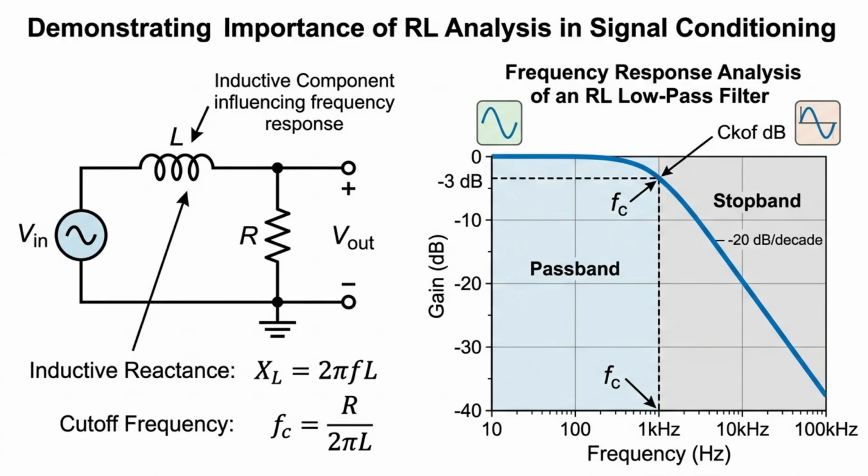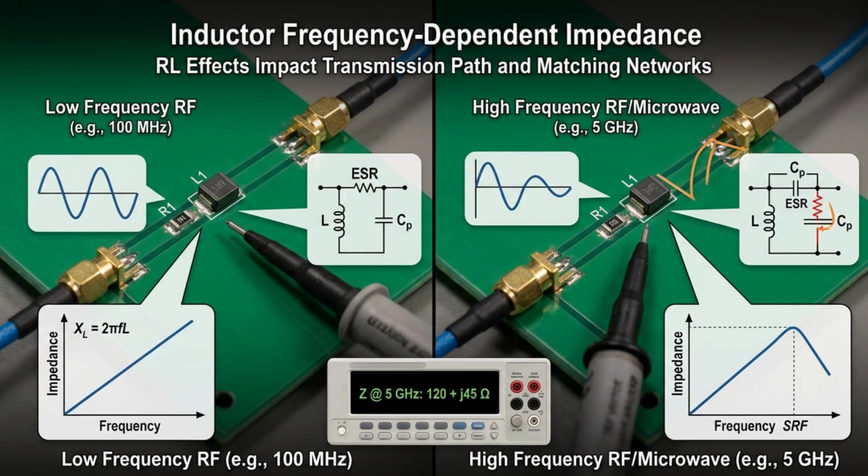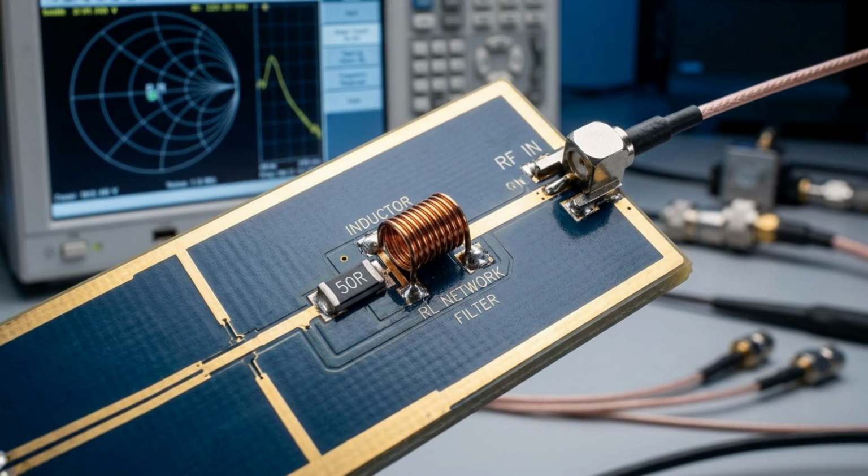RL analysis is also important in signal conditioning and filtering applications, especially in systems where inductive components influence the frequency response of the circuit. In RF engineering, RL effects become increasingly important as frequency increases. Inductors contribute frequency-dependent impedance that shapes signal behavior in transmission paths and matching networks. RL behavior is also critical in understanding losses, phase shifts, and signal attenuation in high-frequency systems. Many RF components exhibit inductive characteristics that must be accounted for in accurate system modeling.